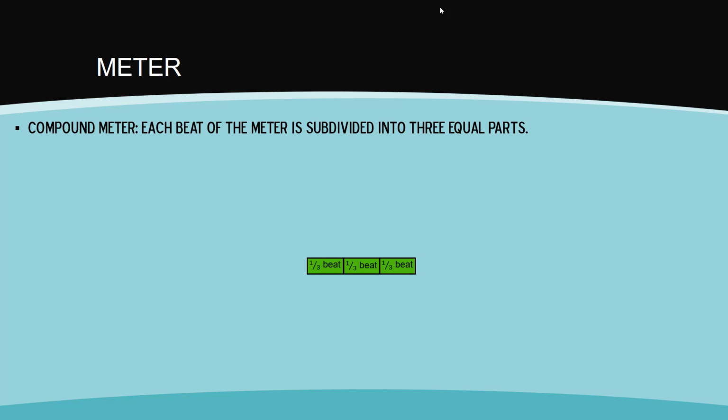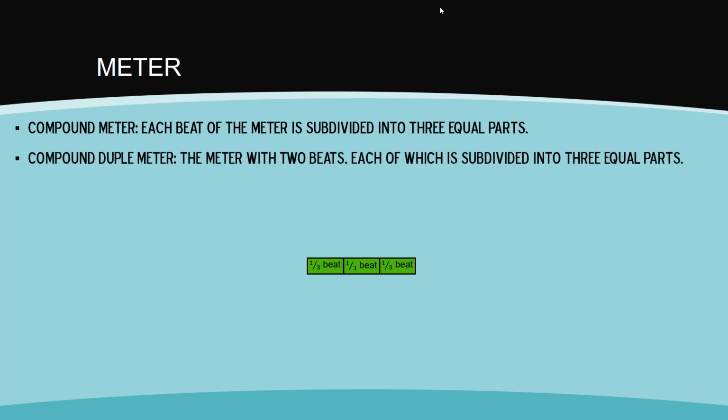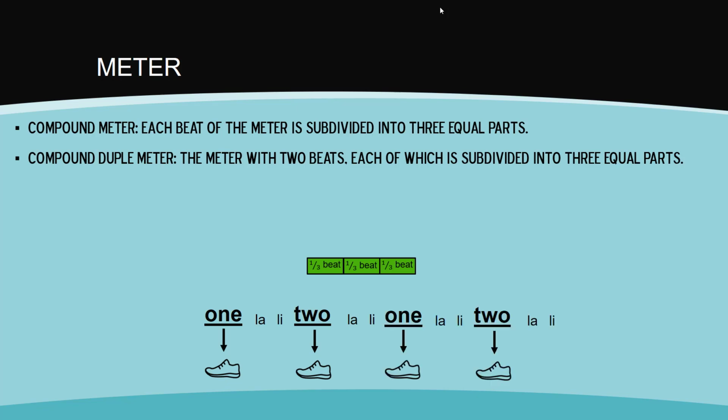One way to think of counting this type of subdivision is using rhythm syllables developed by McCose and Tibbs, also known as the Eastman system. In this counting system, the beats still get numbers, but the subdivisions are given the syllables la and li. For example, compound duple meter would be counted 1 la li, 2 la li, 1 la li, 2 la li.